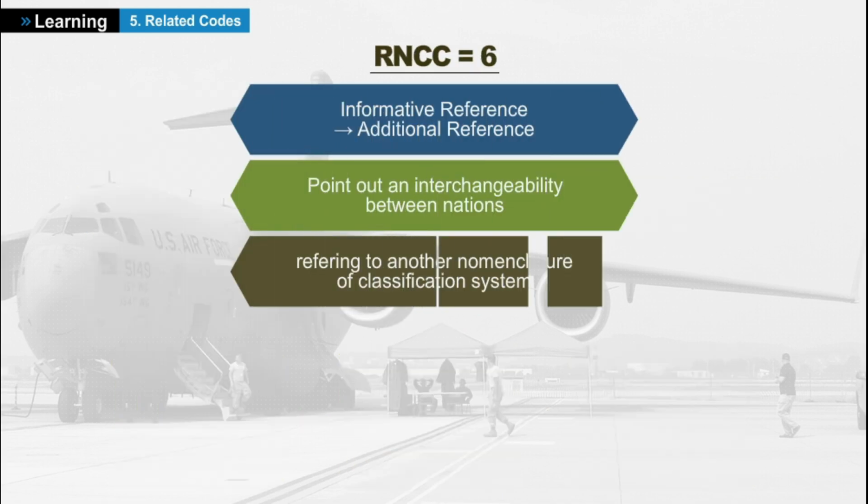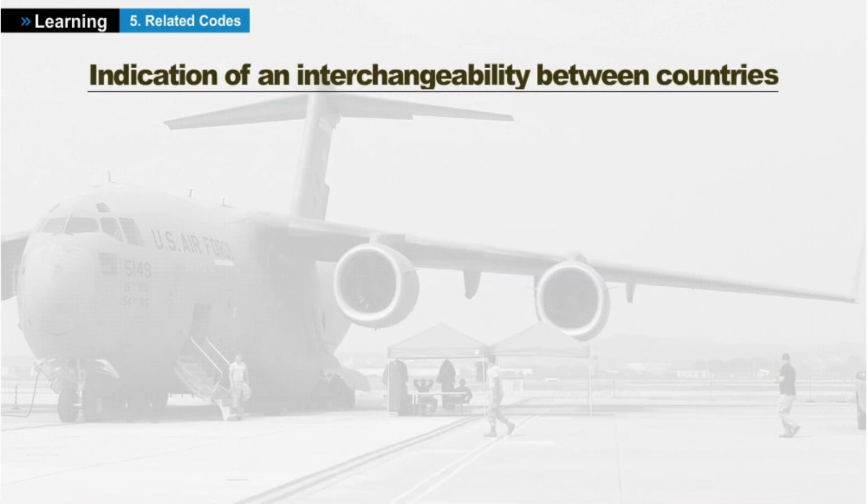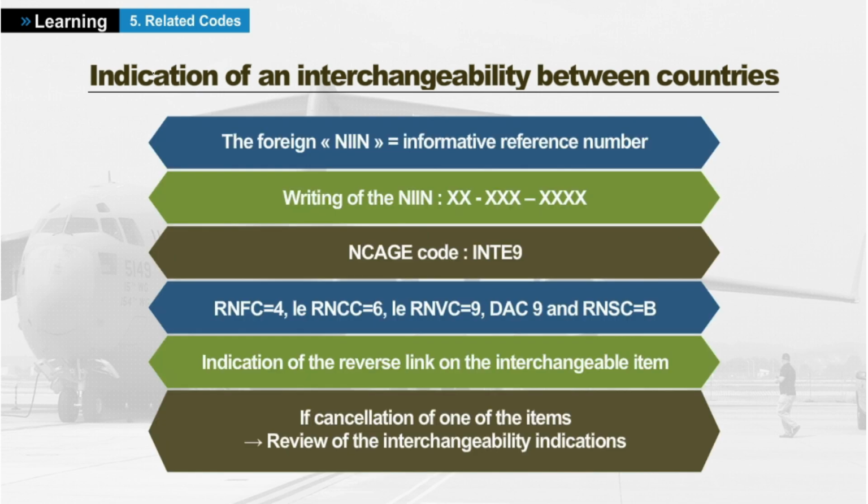Informative reference number. A reference number indicating an interchangeability relationship between two nations or referring to another nomenclature of classification system. When an NCB unilaterally recognizes an interchangeability relationship existing between a national item of supply and a foreign item, this information is recorded as follows. The foreign NIIN will be recorded in the files as informative reference against the national NSN. The nation who sets this relationship will also have to show the inverse relationship on the interchangeable item.